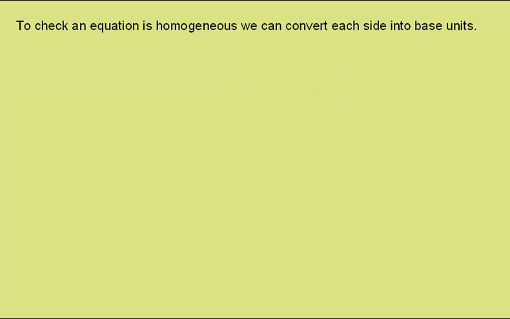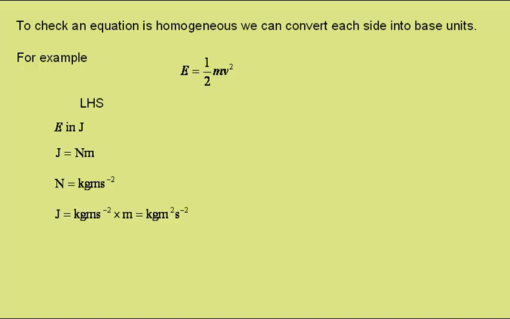To check an equation is homogeneous, we can convert each side into base units. For example, the equation E equals half mv squared for kinetic energy. If we look at the left-hand side, well, energy is measured in joules. But joules can be taken as Newton meters from work done is equal to force times distance. And the Newton is equal to kilogram meters seconds to the minus 2 from force is equal to mass times acceleration. So we can write joules as kilogram meters seconds to the minus 2 times meters, which comes out at kilograms meters squared seconds to the minus 2.